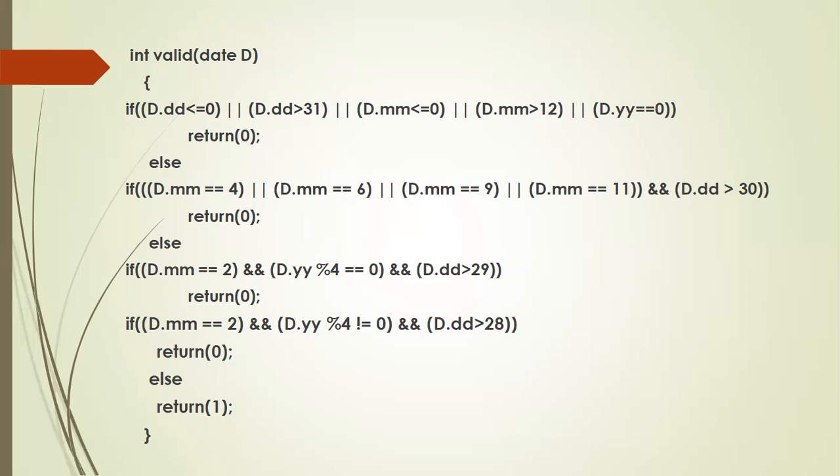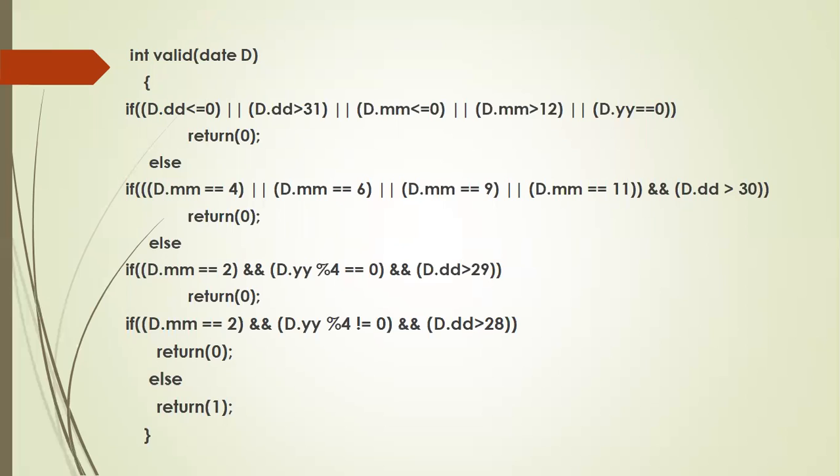How to check whether the date is valid or not? Whenever you want to qualify any date as valid, date value should not be more than 31, month value should not be more than 12, and the year should not be 0. So if d.dd less than or equal to 0 or d.dd greater than 31, any one limitation, d.mm less than or equal to 0 or d.mm greater than 12, and d.yy even if it is 0 or less than or equal to 0 also return 0.